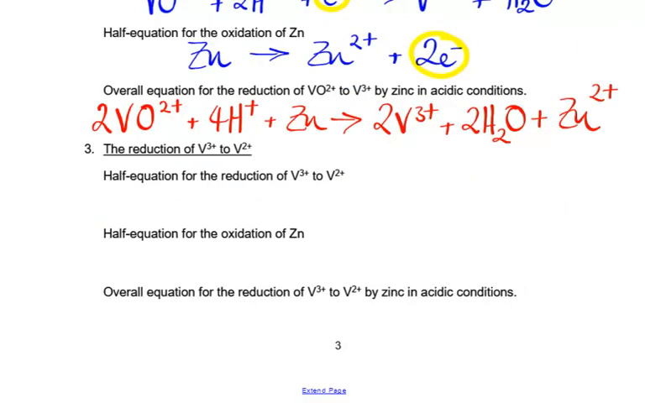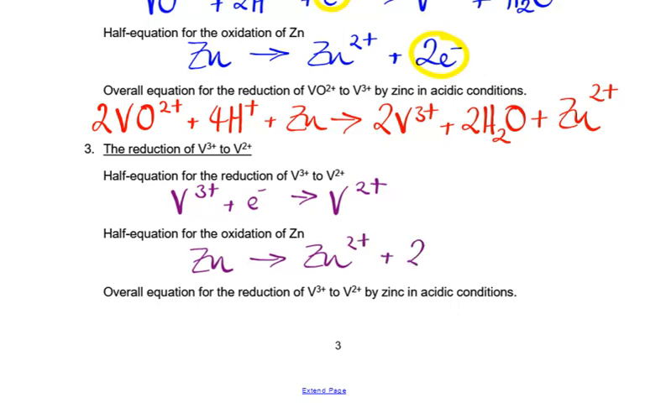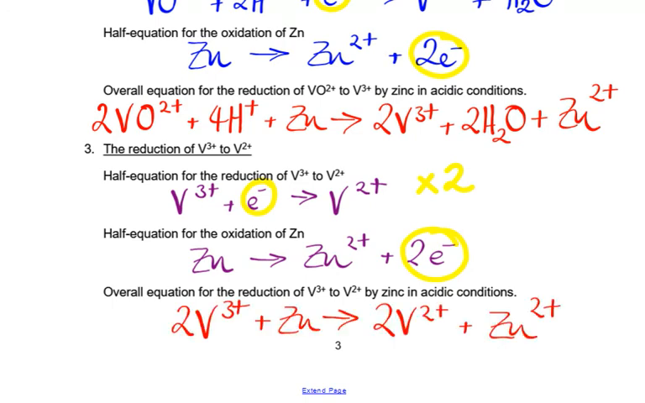The final equation's even easier, there's no waters or hydrogen ions involved, so we're simply going from vanadium 3 plus to 2 plus, which means I just need to pop 1 electron in there. My zinc, same as before, so there's 2 electrons, and again, to balance the electrons, the vanadium needs to be multiplied through by 2, which leaves that as my overall equation.